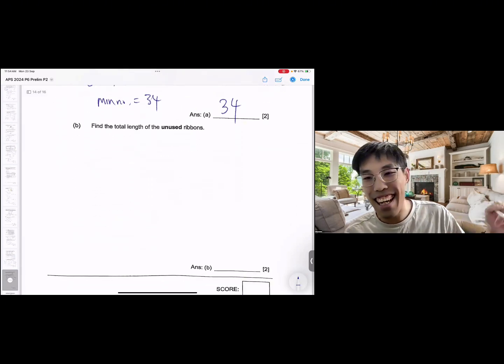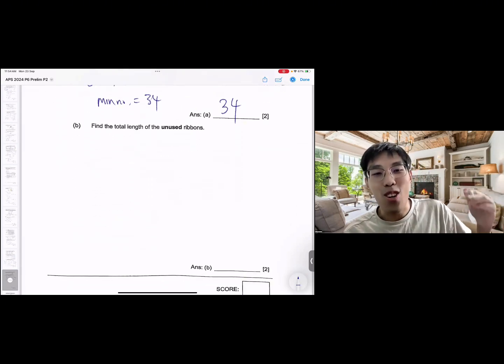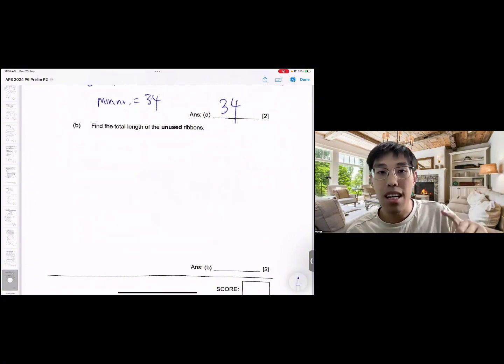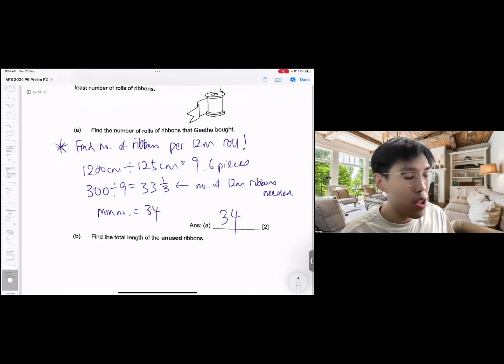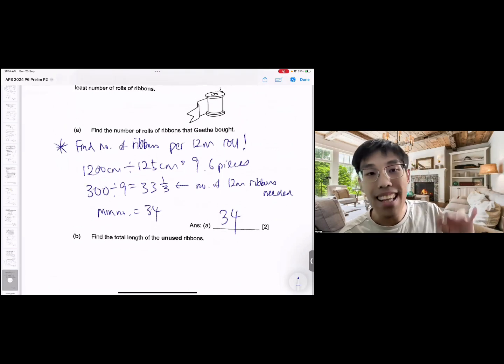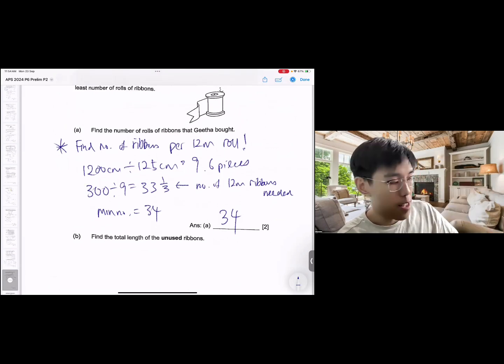This is the second boss question. Find the total length of the unused ribbon. So we know that we are buying 34 ribbons, and it's only 2 marks. So how can we find this? We already know that we are buying 34 ribbons.